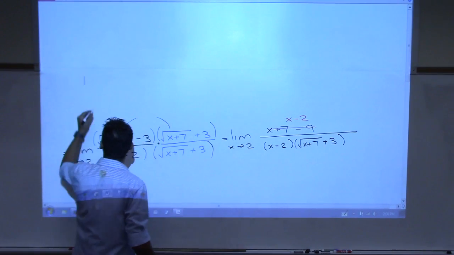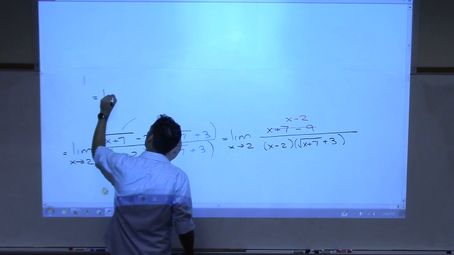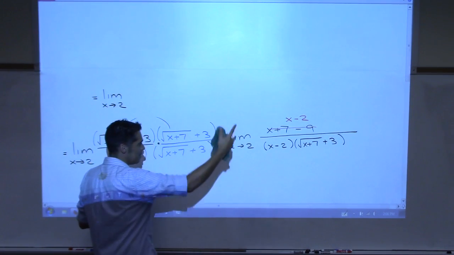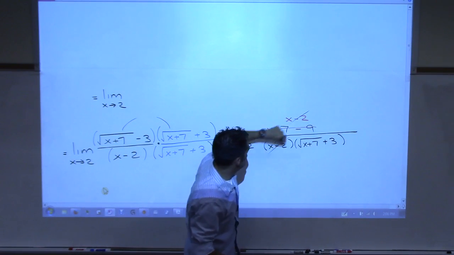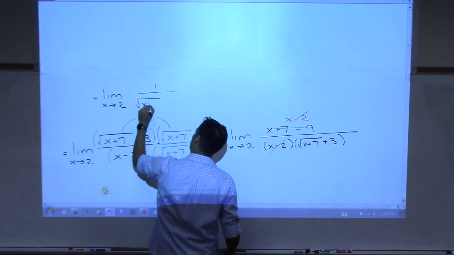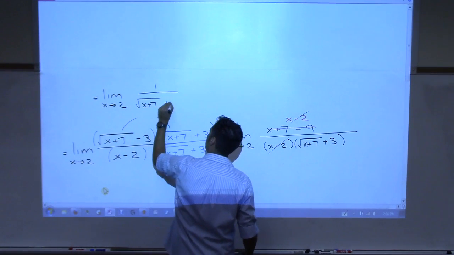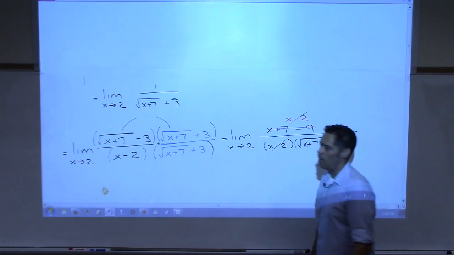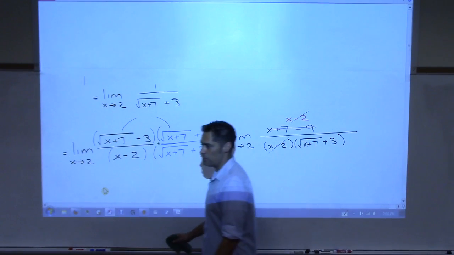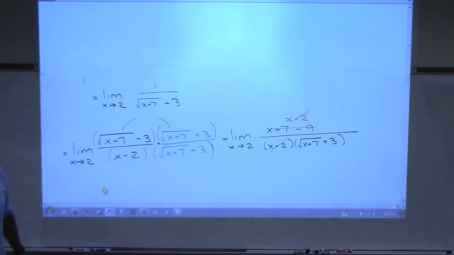Let's finish this up. This is the limit as x approaches 2. What's left? I'm going to cancel the x minus 2s. 1 over square root of x plus 7 plus 3, right? I will address your concern here in a minute about the radical being on the bottom. But right now, can we just do direct substitution, please? And what do you get?